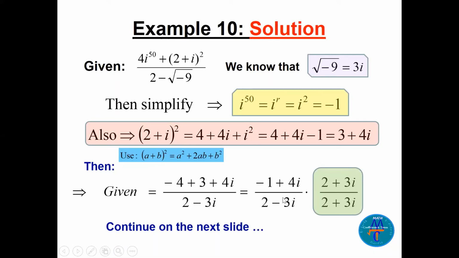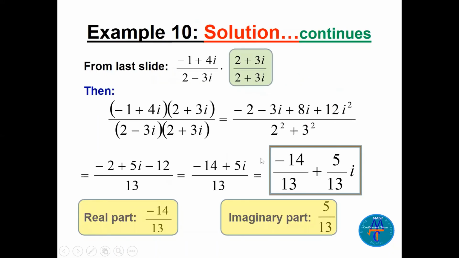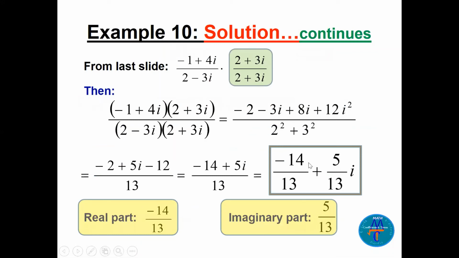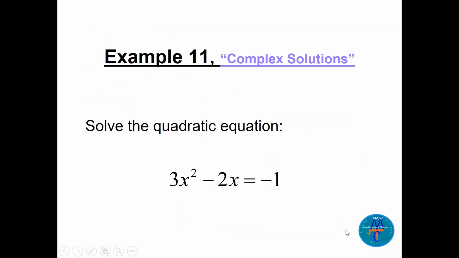See this one here? That's similar to what? Minus 1 plus 4i divided by 2 minus 3i. Similar to example 7. That's why I said it's the most important. Multiply by the conjugate, and then you proceed normally until you get minus 14 over 13 plus 5 over 13i. What was the question? Find the real part and the imaginary part. So the real part is this number here, minus 14 over 13. The imaginary part is 5 over 13, without the i.